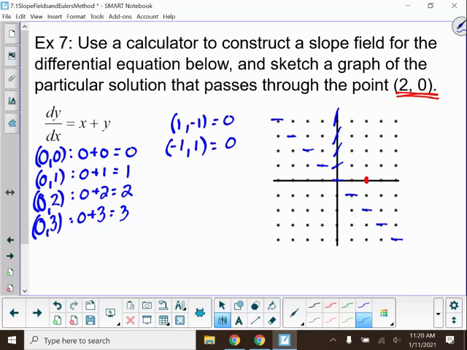And then you can go through -1, 0, which is this dot right here. -1, 0 would be a slope of -1. -2, 0, -3, 0, -4, 0. It's going to be more and more steep in the negative direction. 1, 0 would be 1, and then this one is going to be 2, and then 3, and then 4.